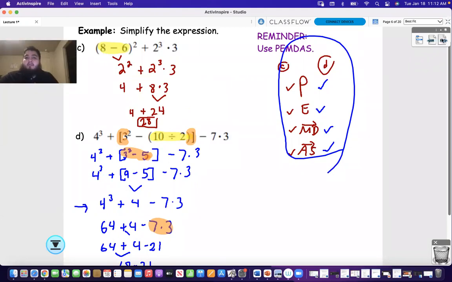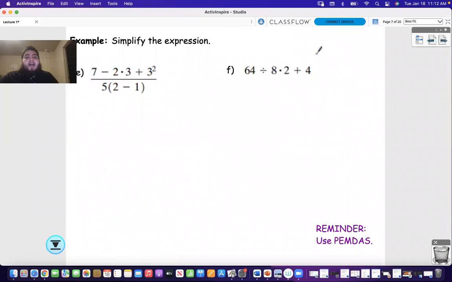All right, let's see where we're at next, guys. We have the last two examples before your first set of practice, E and F. So I'm going to give you 2 minutes on this slide before I give you the practice problems.